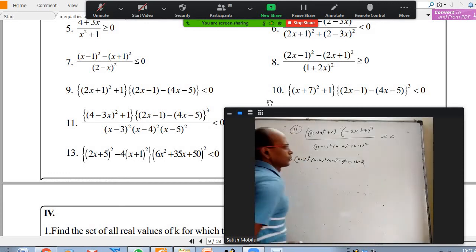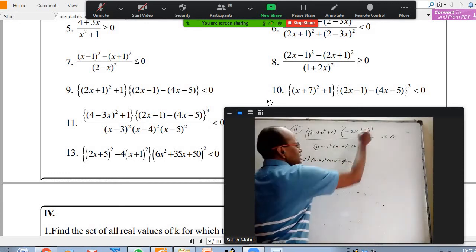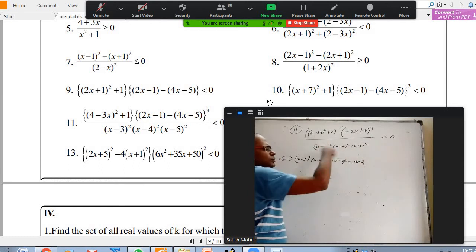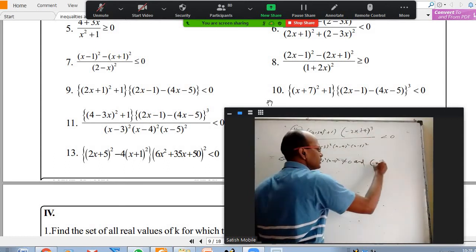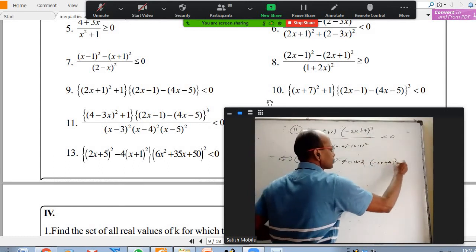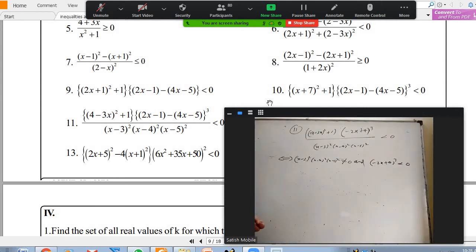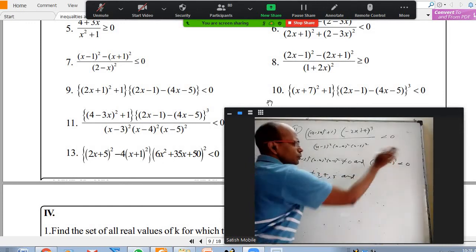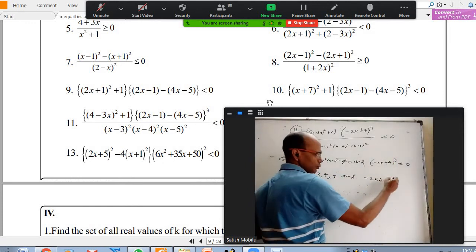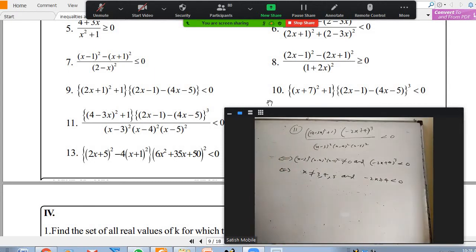And now I can send this, all positive, I can send that side, this also positive, forget about it. I'll be left with (minus 2x plus 4) whole cube less than 0. Denominator should not be 0 and all are positive, send that side. From this I'll get x should not be 3 or 4 or 5, and the cube I can remove. Just now I learned whether I take cube or not, the sign doesn't change.